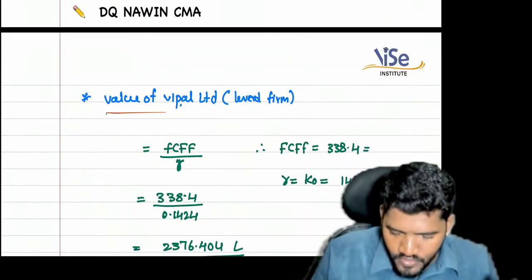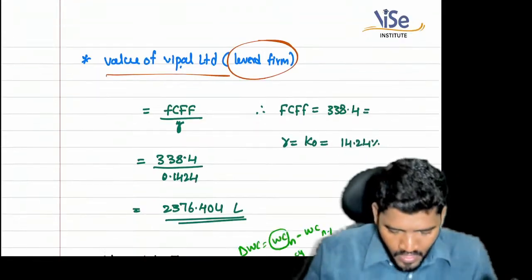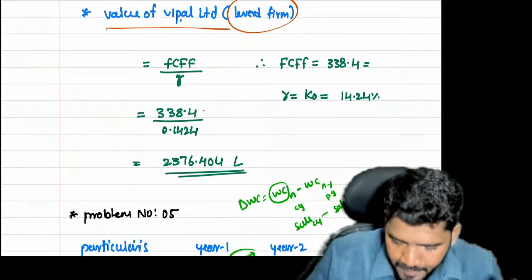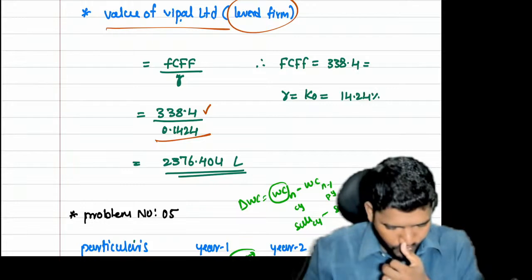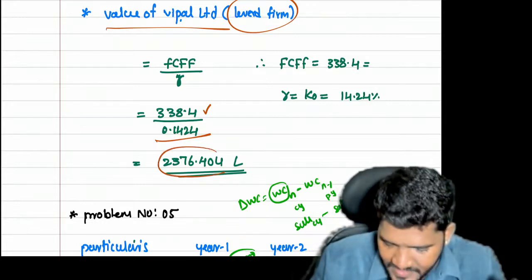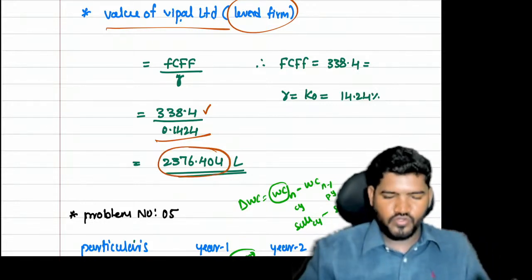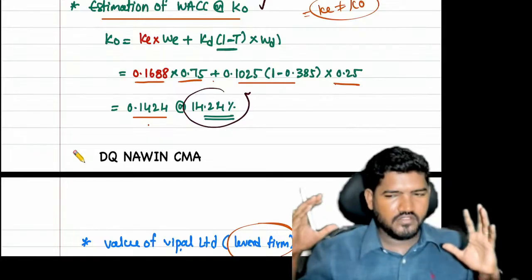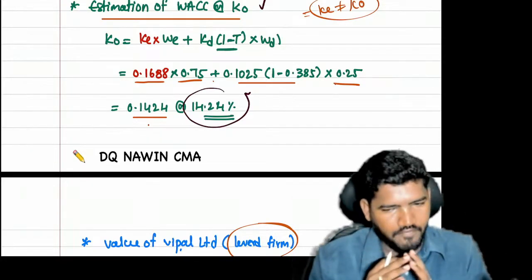Now value of Whipple Limited as a levered firm: 338.4 divided by 14.2524, you will get 2376.404 lakhs. So this kind of question they ask in every paper.